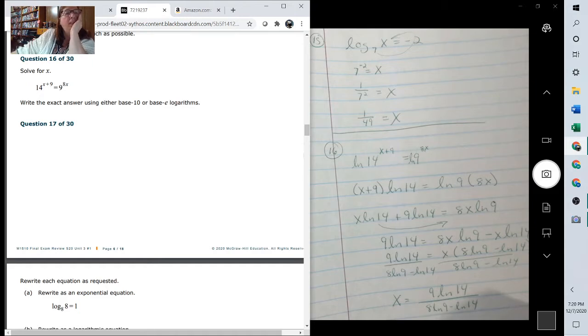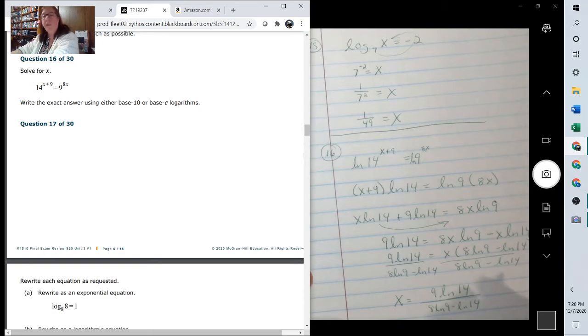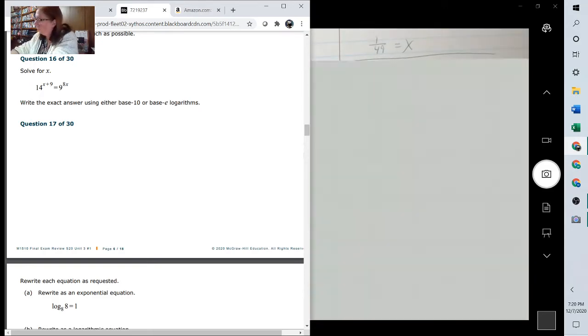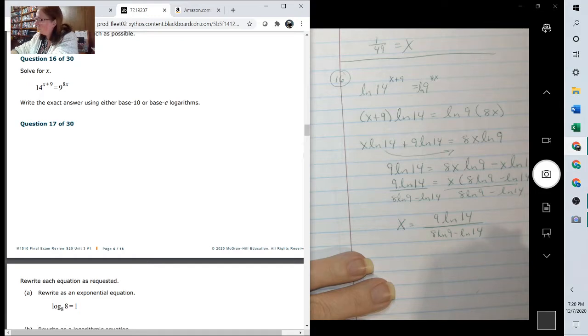Write the exact answer using either base 10 or base e. I used base e. You could have had log of base 10. But that would be it.